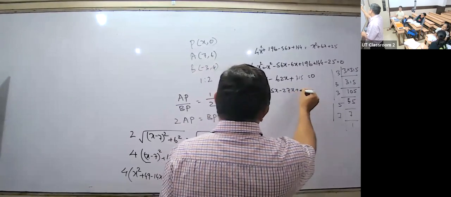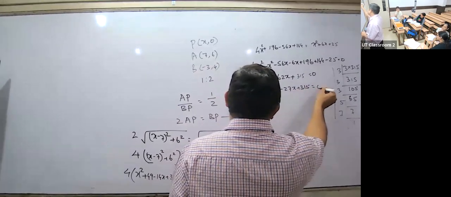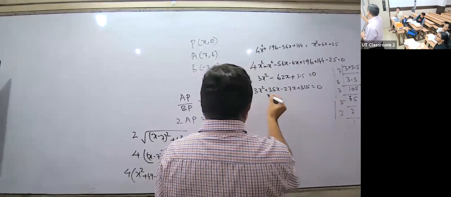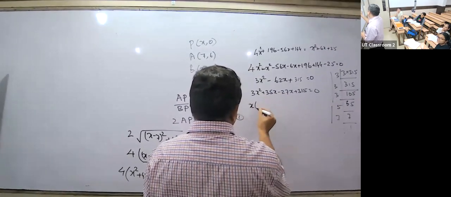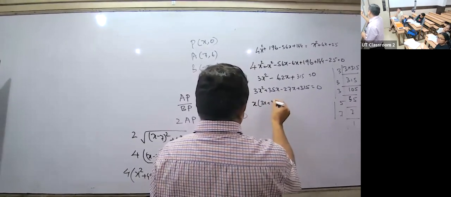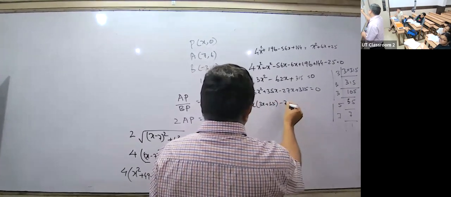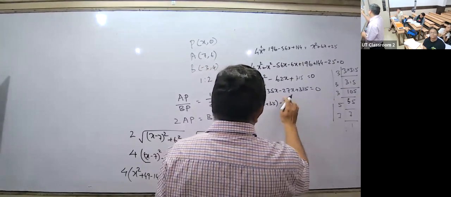So this can be 3x² + 35x - 27x + 315. You cannot take anything common, only x. 3x + 35 - 27 is a return of 9.